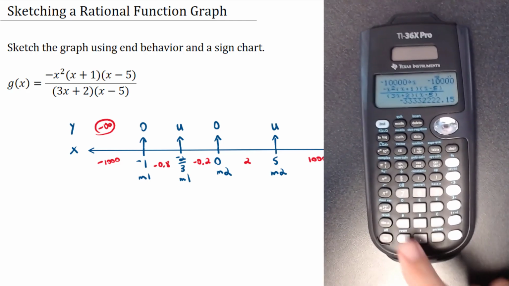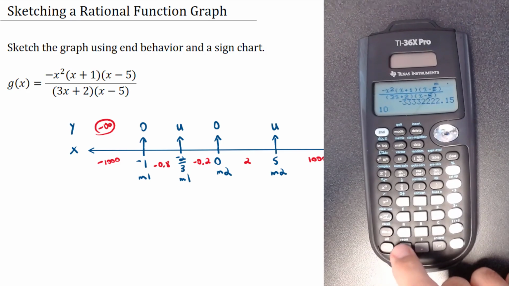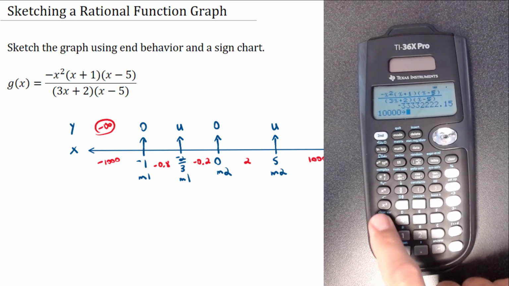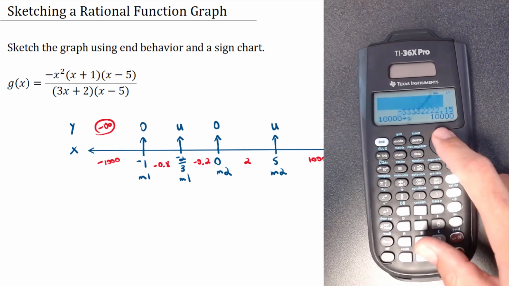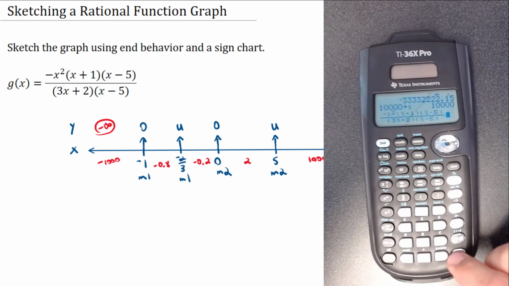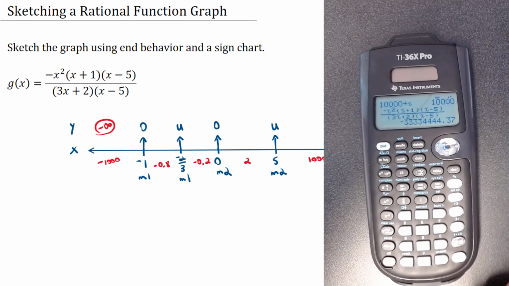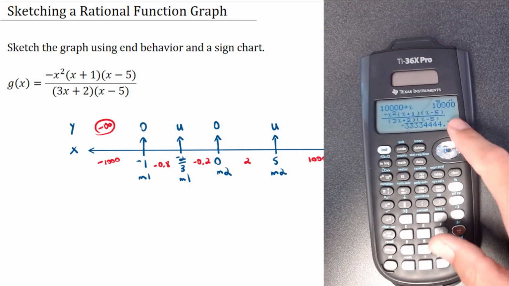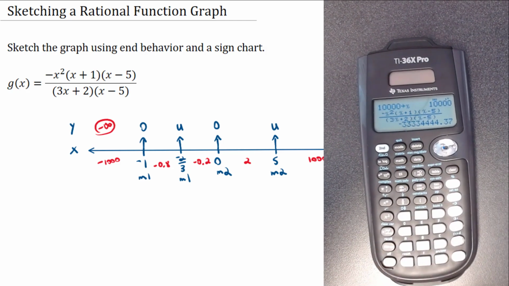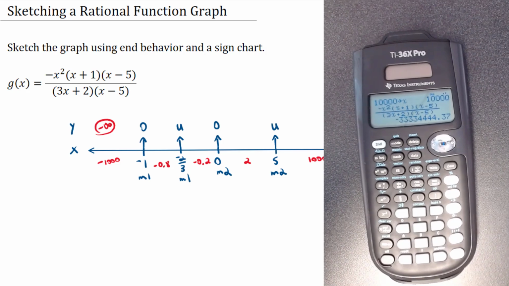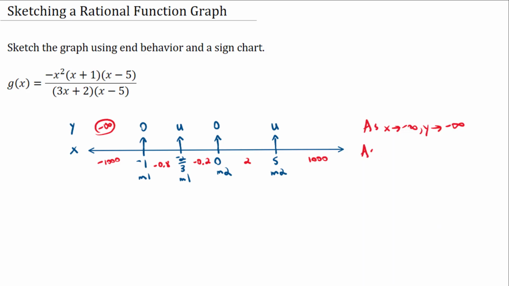So now I want to store, let's do 10,000 for x. So 10,000, store x, go up and find our function, select it and hit enter again, and it calculates the value of our function whenever x is positive 10,000. And again, we get a really big negative number. So even on the right end, as x goes to positive infinity, y still goes to negative infinity.